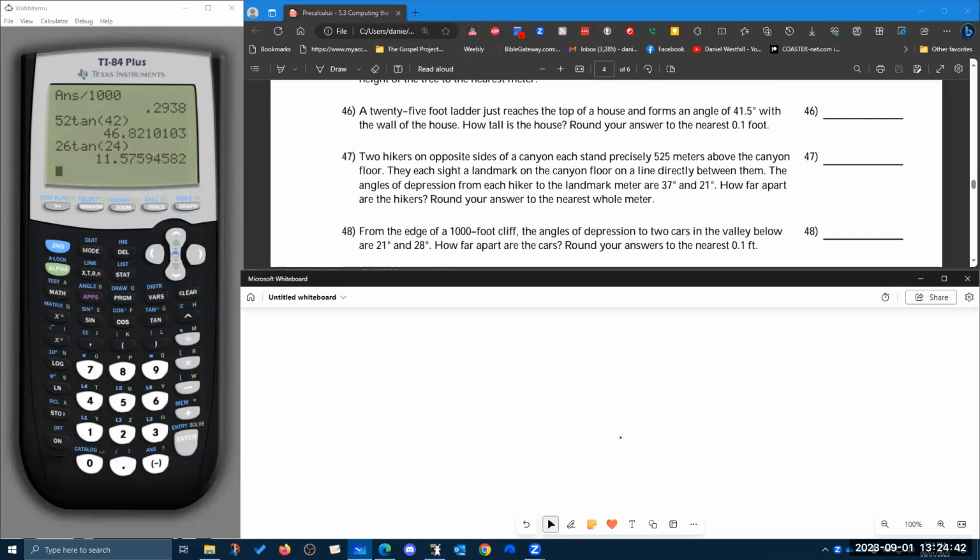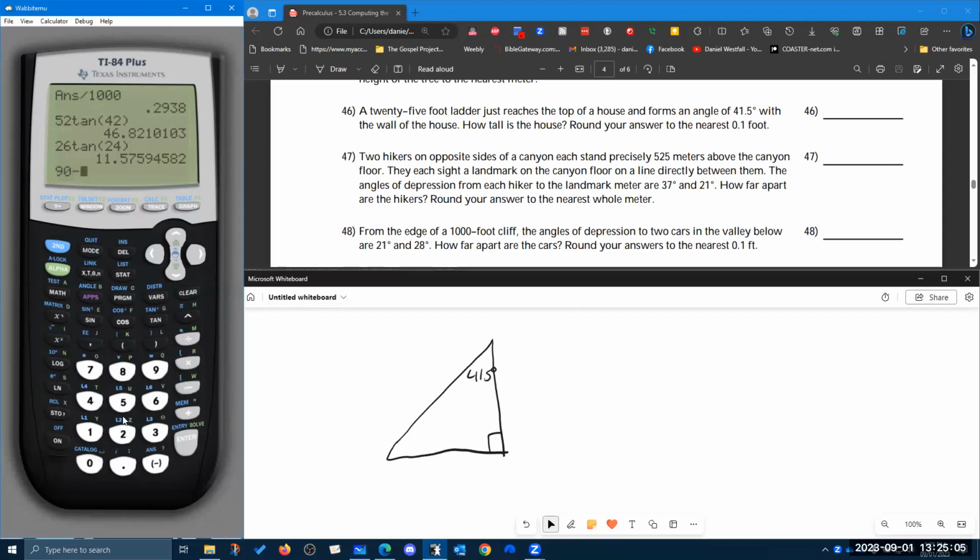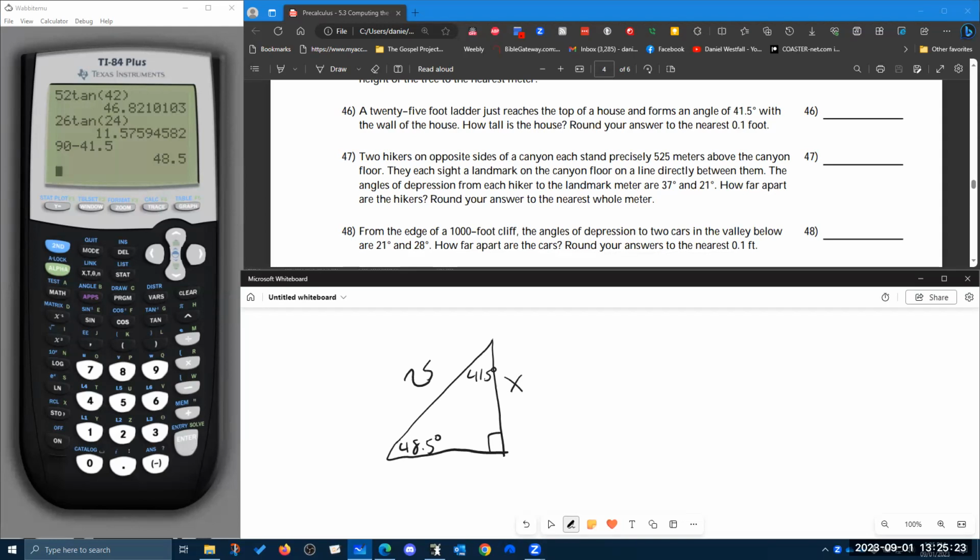A 25-foot ladder reaches the top of the house and forms an angle of 41.5 degrees with the ground. Oh, I'm sorry, with the wall of the house. So there's a 41.5 degree angle up here with the wall of the house. If we need that other angle down there, 90 minus 41.5 is going to be 48.5 down here, if we need that. Not sure that we do. How tall is the house if the ladder is 25 feet long?